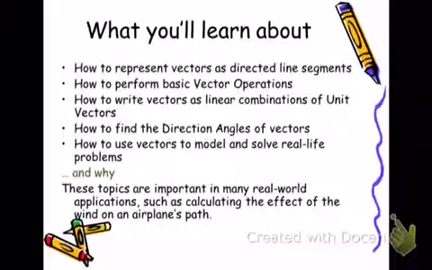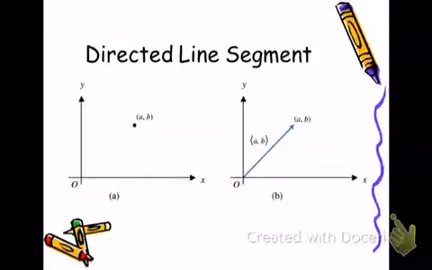How to find the direction angles of vectors. We just did that. The direction angle of that vector. How to use vectors to model and solve real-life problems, and why. Many real-life applications, such as calculating the effect of the wind on an airplane's path or currents on a ship's path, those types of things are really, really important to real life, so to speak. Okay? So we can see a vector as a directed line segment.